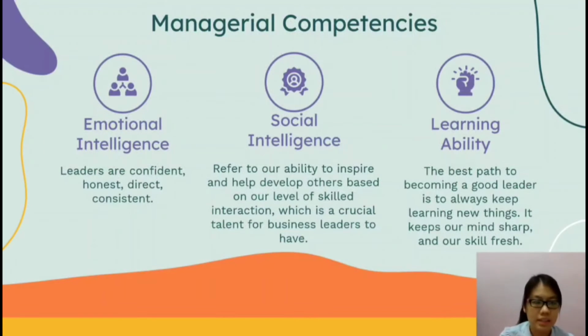Managerial competencies. Emotional intelligence. Leaders are confident, honest, direct, and consistent. Social intelligence refers to our ability to inspire and help develop others based on our level of skill interaction, which is a crucial talent for business leaders to have.